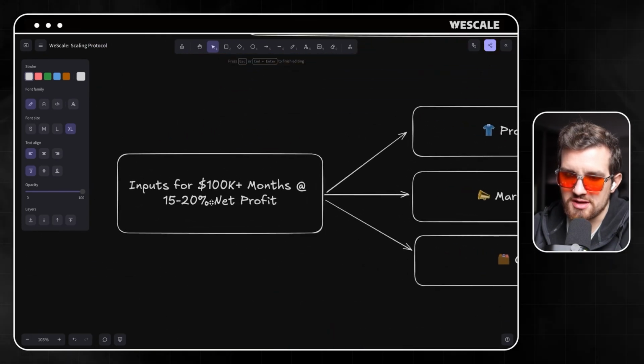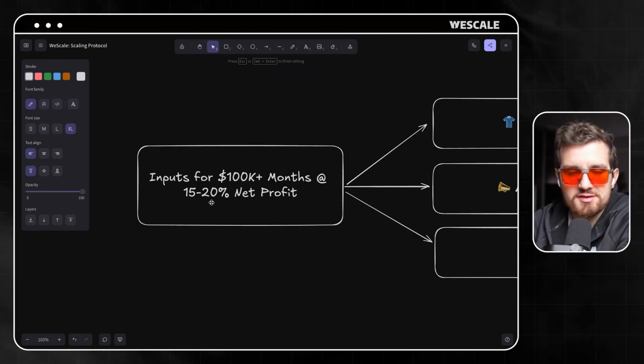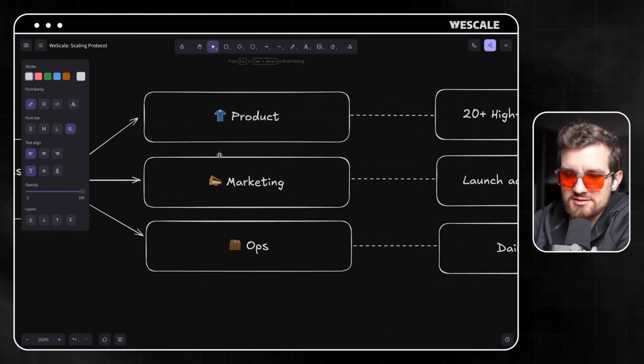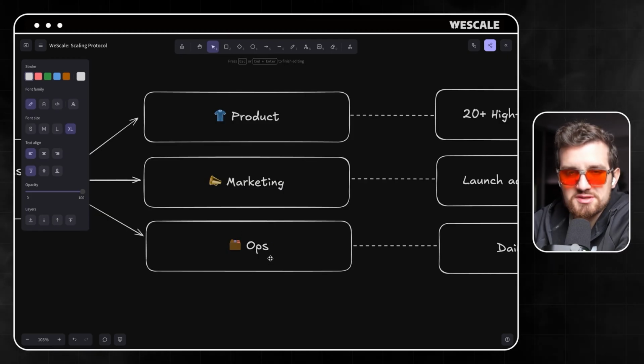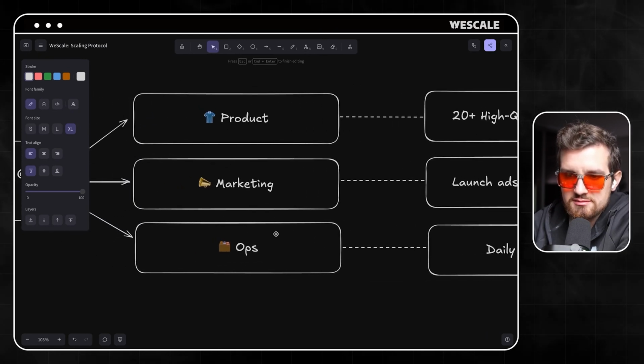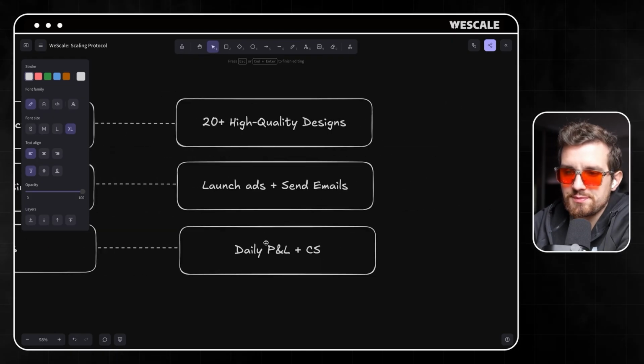So the three inputs for 100K plus months at 15 to 20% net profit, this is what everything's been building up to. Here is the secret sauce. It's products, marketing, and operations. In general, it's a relatively simple business model. There's not too many moving pieces. Not saying it's easy, but this is it. We make new, better products. We market with ads and emails, and we have our back end, which is basically Printify.